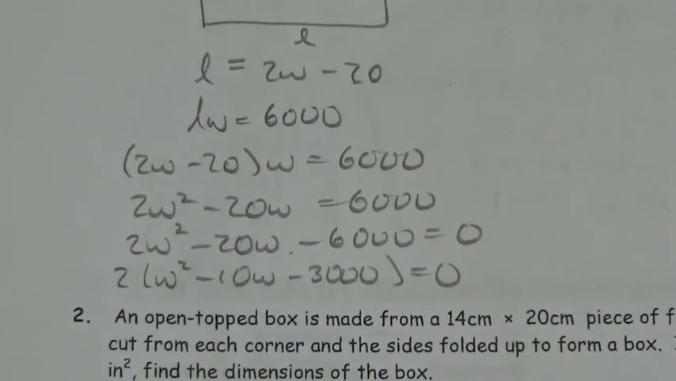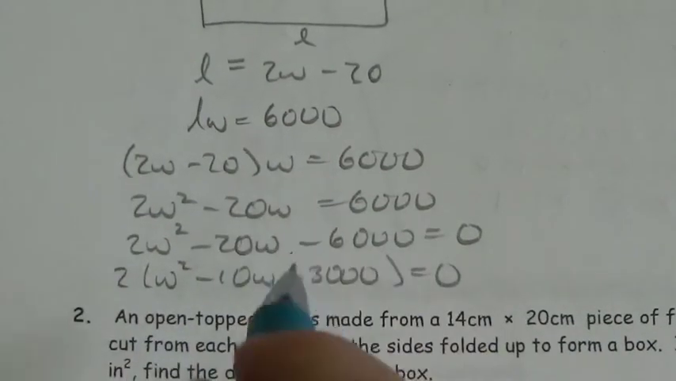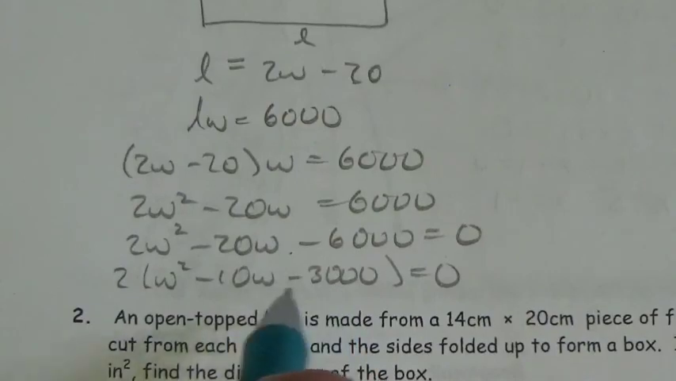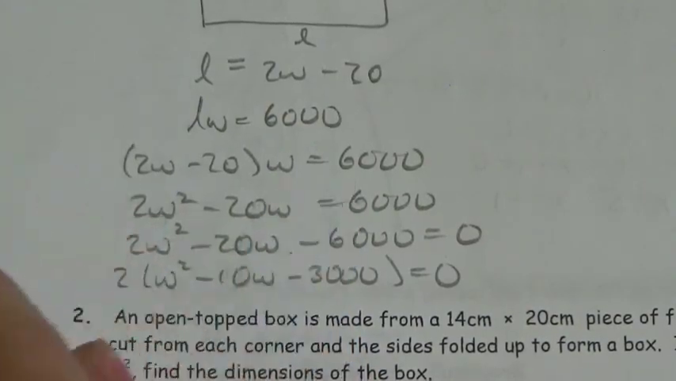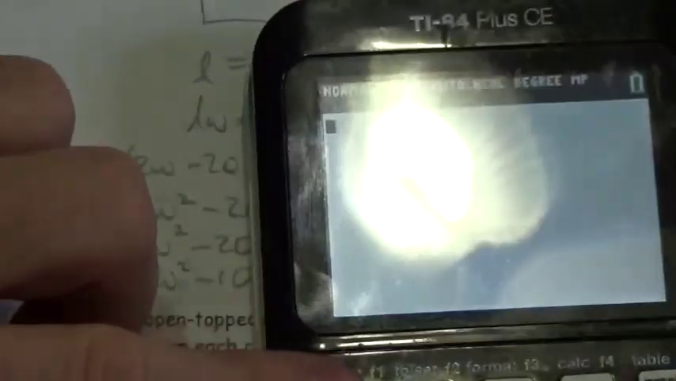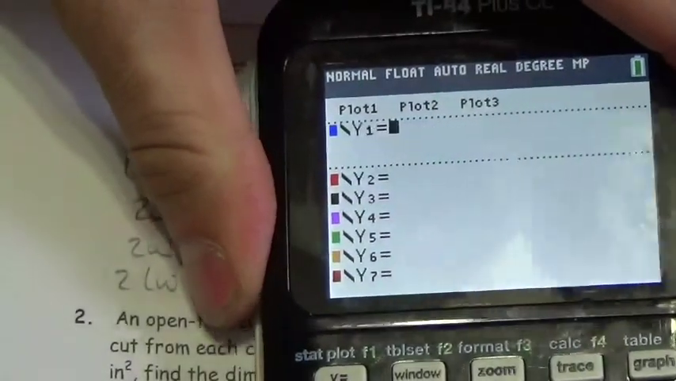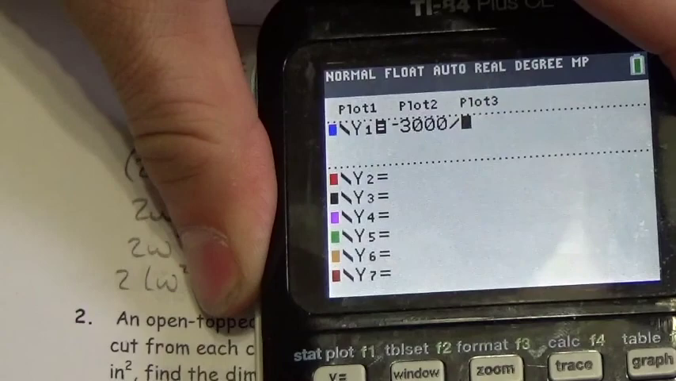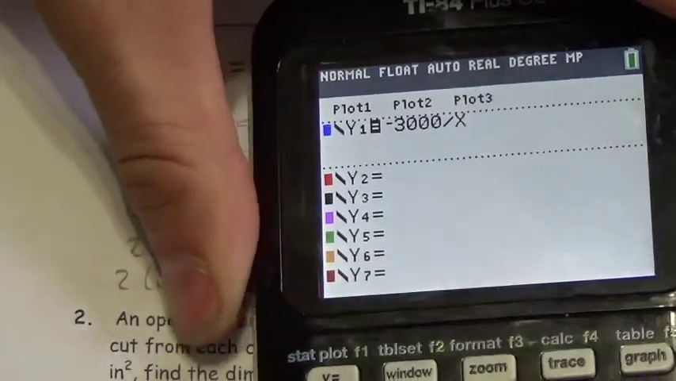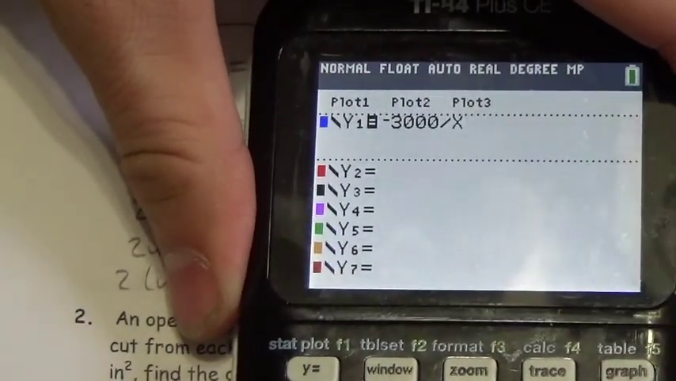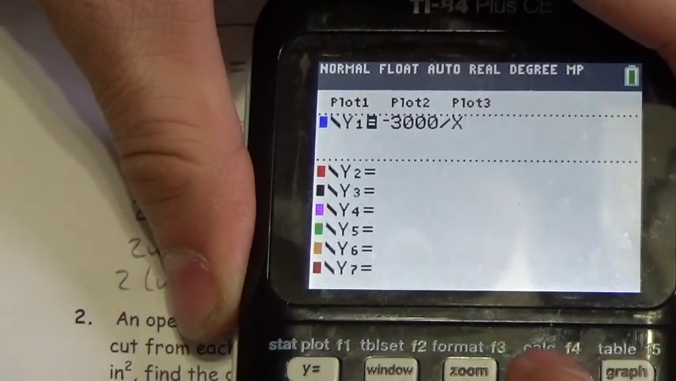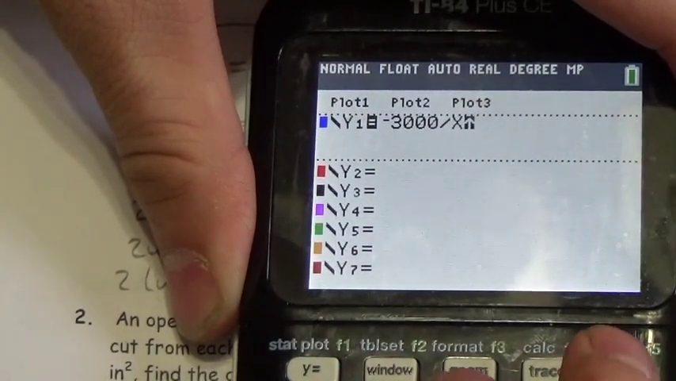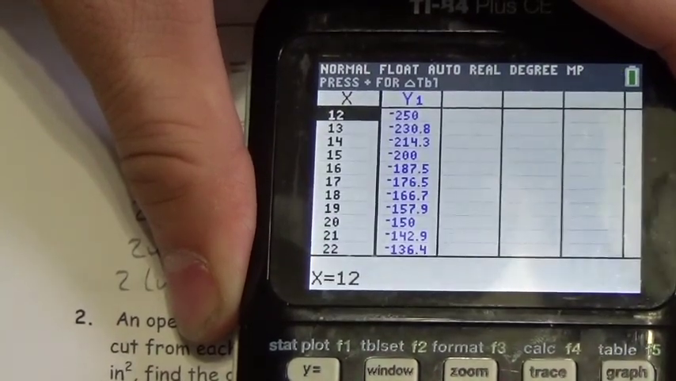Let's just take a quick look here. Now I'm going to show you a little trick, something that you might want to do. I am looking for factors of negative 3,000 that differ by 10. So what I'm going to do is go y equals, whoops, that's an old one there. I'm going to type in negative 3,000 divided by x. This is just a little way that you could use your calculator to help you out. Then instead of graphing this, I'm going to go second table to get to my table of values.